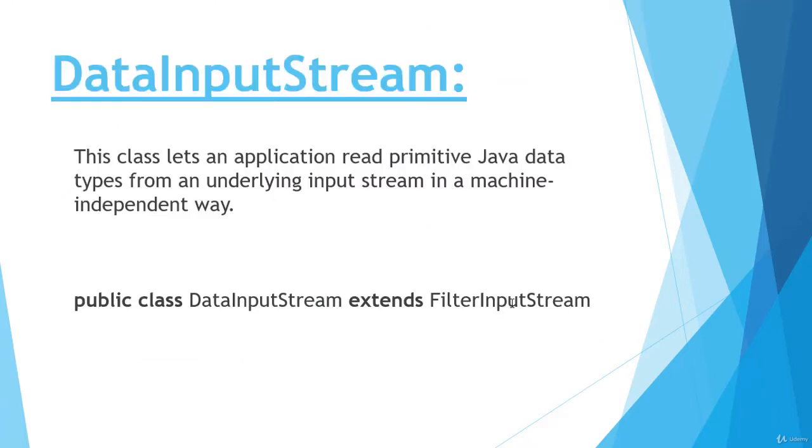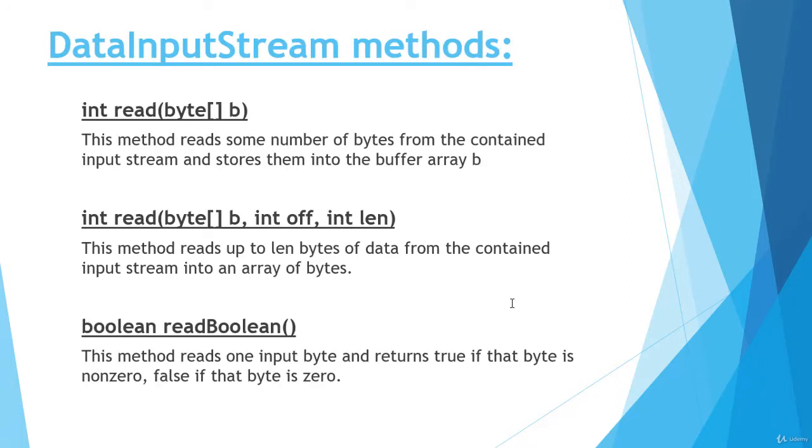The data input stream class lets an application read primitive Java data types from the underlying input stream in a machine independent way. In the same way, we can read primitive data from the file using the data input stream class, and definitely it extends the filter input stream class. We know about that. Next, these are the methods present in the data input stream class. There are a bunch of methods that we can use.